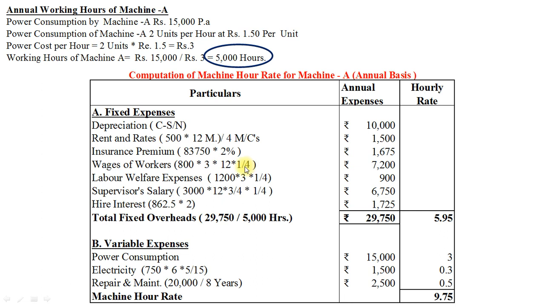So in place of division I have put multiply by 1 by 4. 1 by 4 represents the number of machines. 1 represents machine A and 4 represents total machines, 4.